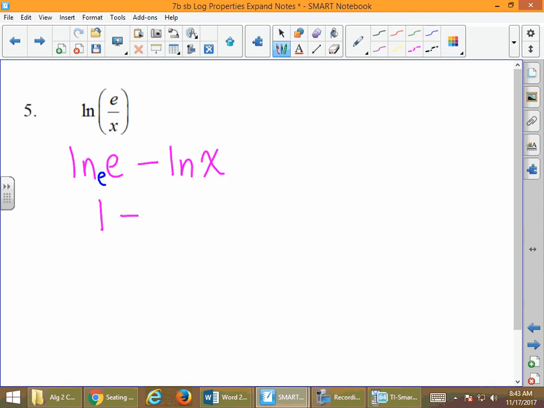And we end up with 1 minus the natural log of x. So watch out. Make sure that you've simplified everything. Oftentimes we're just left with a lot of terms that are added or subtracted together. But don't overlook the fact that sometimes we can convert them back into a numerical value.